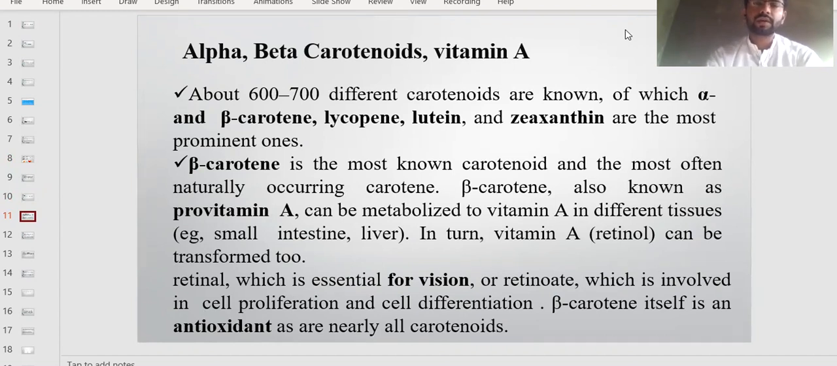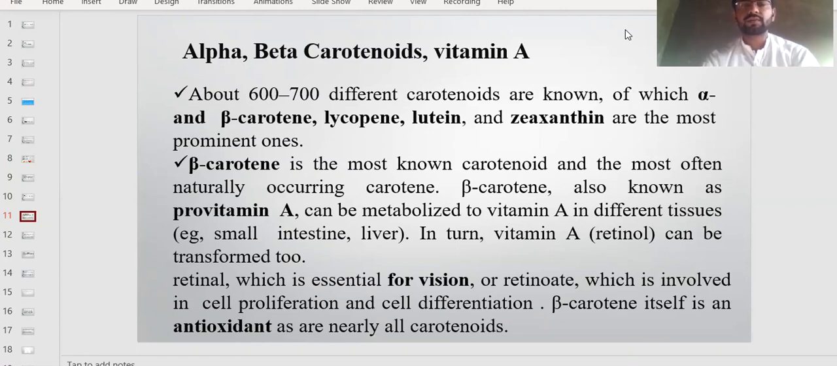About 600 to 700 different carotenoids are known, of which alpha and beta carotene, lycopene, lutein, and zeaxanthin are the most common and prominent. Beta carotene is the most abundant, best known, and most often naturally occurring carotene. Beta carotene is also known as provitamin A and can be metabolized to vitamin A in different tissues.